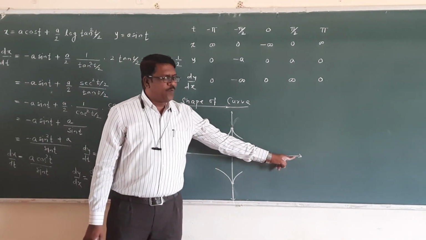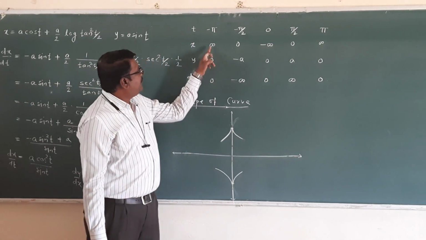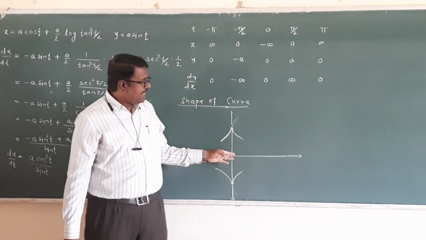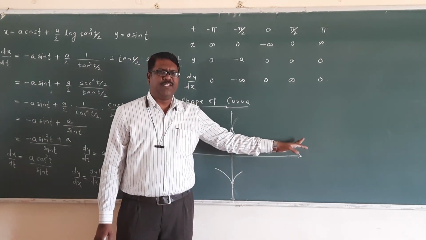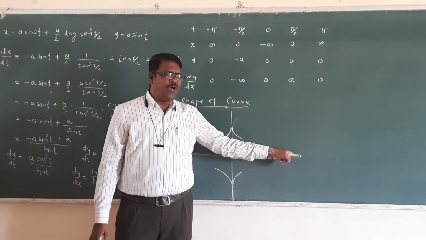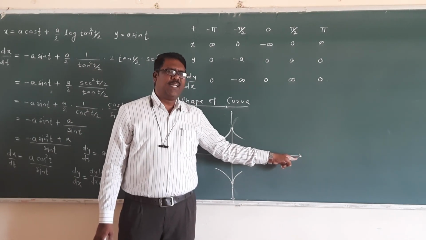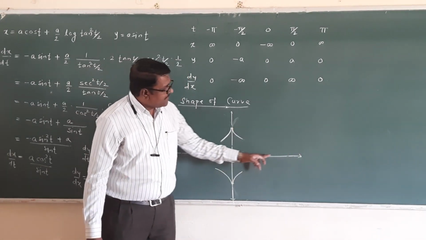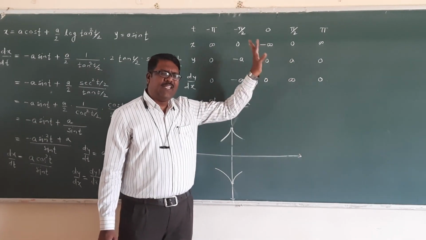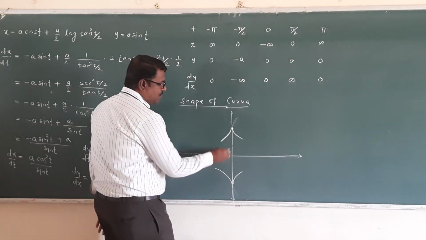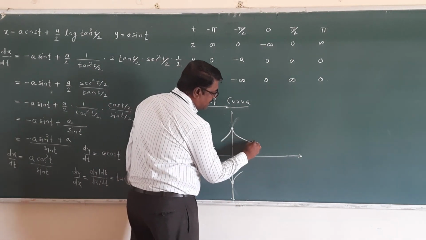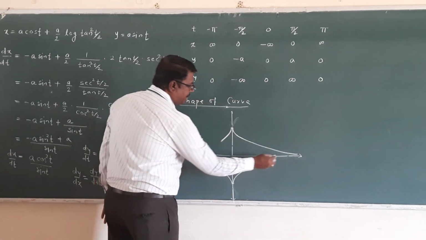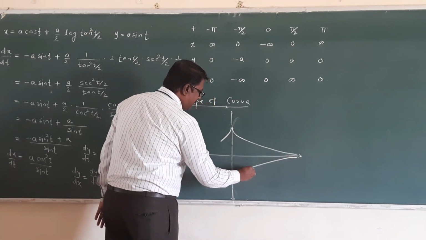Now the next point is infinity, 0. What is the dy by dx? It is 0. It means at infinite distance there is one point, but the tangent at that point is parallel to the x-axis. That means the positive x-axis is a tangent at infinity. It means it is an asymptote. So we can draw the curve towards the asymptote. Similarly, an asymptote on this side and we can join this.